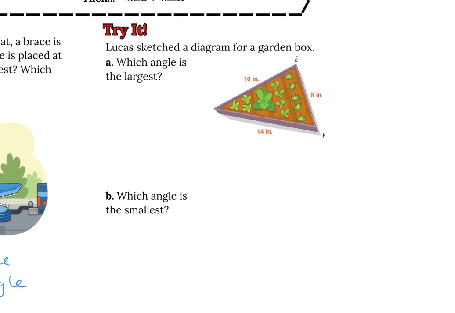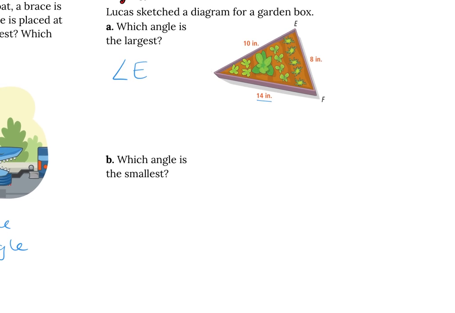Which angle is the largest? So looking at our diagram, which angle would be the largest? So our 14 is the largest side, so angle E would be the largest. Which angle is the smallest? And I think I lost a side label. This should be D. Okay. So side EF is 8, and it is opposite angle D, so that means our smallest angle is angle D.